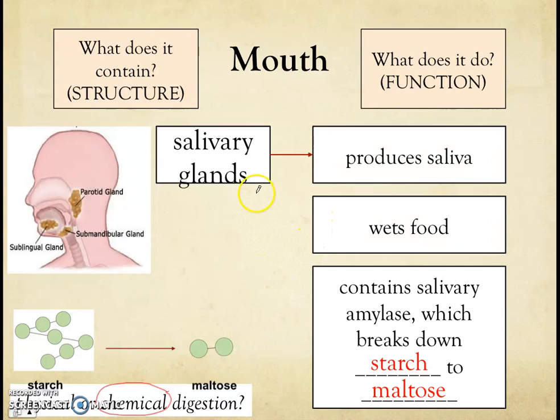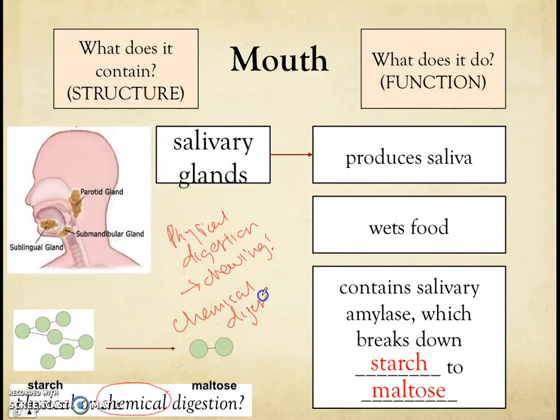So, to sum up, in the mouth we have physical digestion due to chewing, and teeth cutting and grinding. And we also have chemical digestion. But we only have the chemical digestion of starch, which is a carbohydrate. Alright, so in the mouth, the chemical digestion of starch and carbohydrates begins.